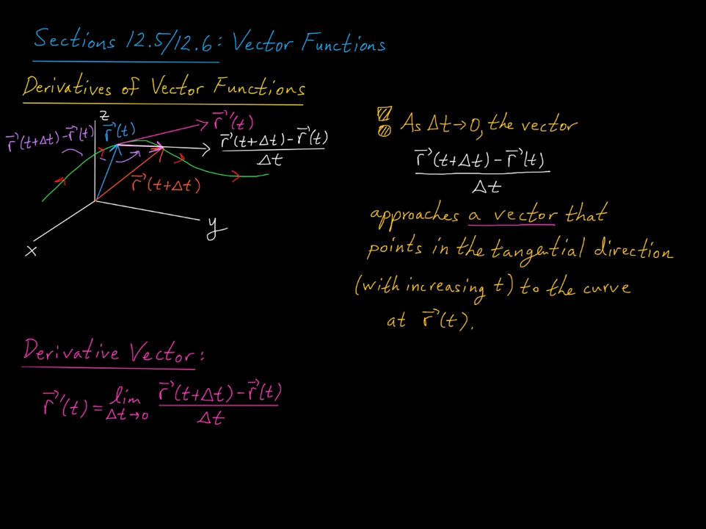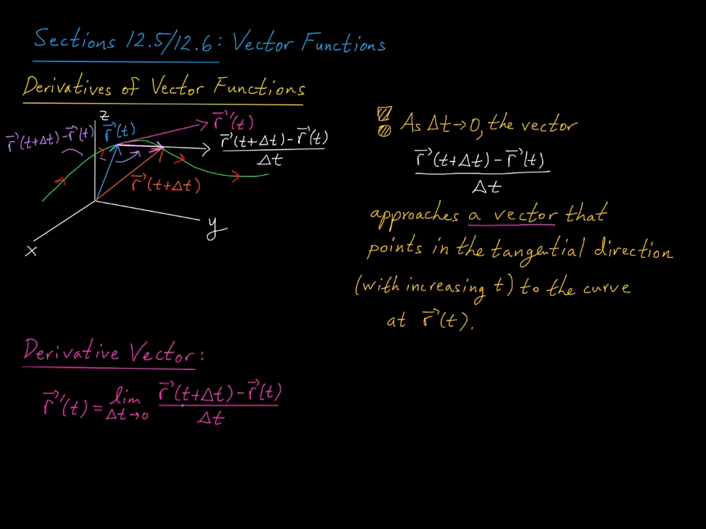Now notice I say here, in the tangential direction with increasing t to the curve at r of t. So what am I saying there? Let's say our curve in green is parameterized in such a way that our moving object follows along green in the direction indicated by these red arrows. If that's the case, then our derivative vector will point in the direction tangent to the green curve in the direction of increasing t, as opposed to this direction, which would be the opposite direction. So the way I think about this derivative vector, this tangent vector, is as follows. Let's think about a car driving along this green road. The derivative vector r prime of t points in the direction of your headlights.